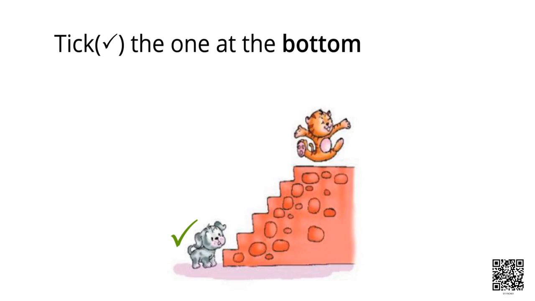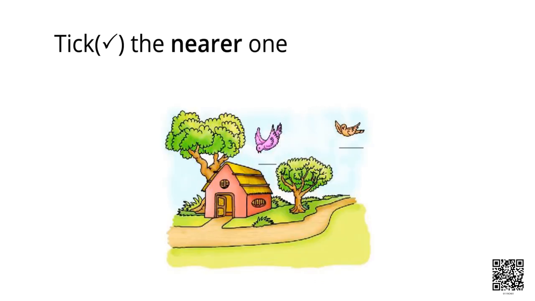Okay, ma'am. Now, look at this picture, dear children. Okay, children, what do you see in the picture? A hut, two trees and two birds. Very good, dear children. So now think, which bird is nearer to the hut? Is it the pink bird or is it the orange bird? Think.